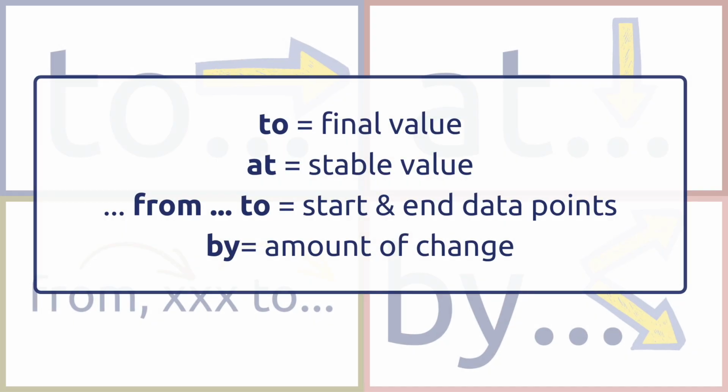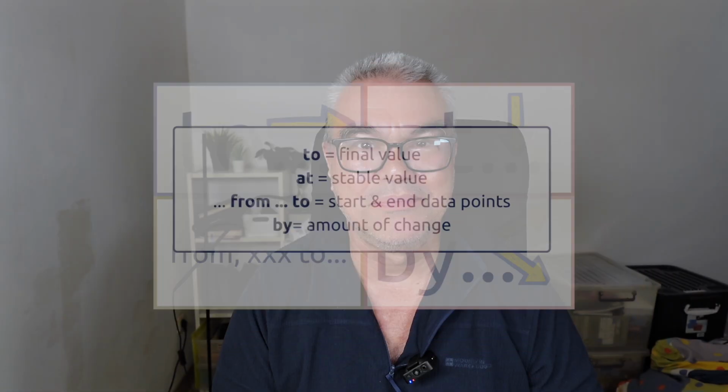And they are the 4 prepositions you can use. Let me just summarize them. To gives the final value of the data point. At refers to a stable value. From with to describes the range, the starting and ending of a data point. And by describes the amount of change.